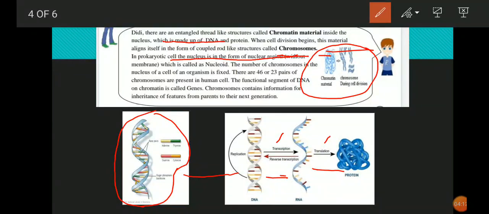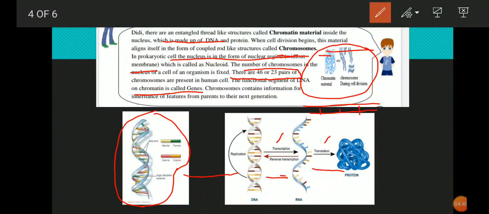In prokaryotes the nucleus is in the form of a nuclear region, that means without nuclear membrane. In case of prokaryotes, there is no true nucleus, only a nuclear region, which is known as nucleoid, and the number of chromosomes in the nucleus of a cell of an organism is fixed. If we take the example of human beings, we have 23 pairs, or you can say 46, and the functional segment of DNA on chromatin is called gene. That means the part which performs the function on the DNA is called the gene.